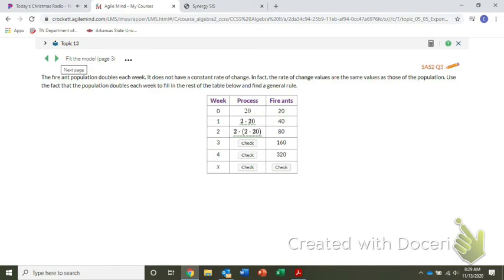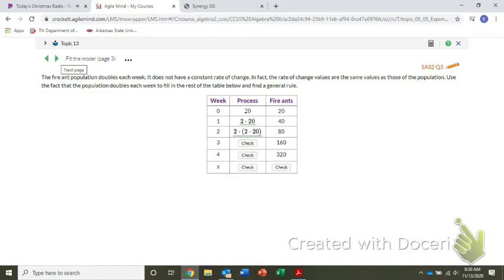All right, on number 3, switching to fire ants. So remember, fire ants have the constant multiplier. So week 0, they just had 20 ants. Nothing fancy. The second week, I multiplied my ants by what number? 2. The second week, I multiplied by 2 again. The third week, I multiplied by 2 again. The fourth week, I multiplied by 2 again.